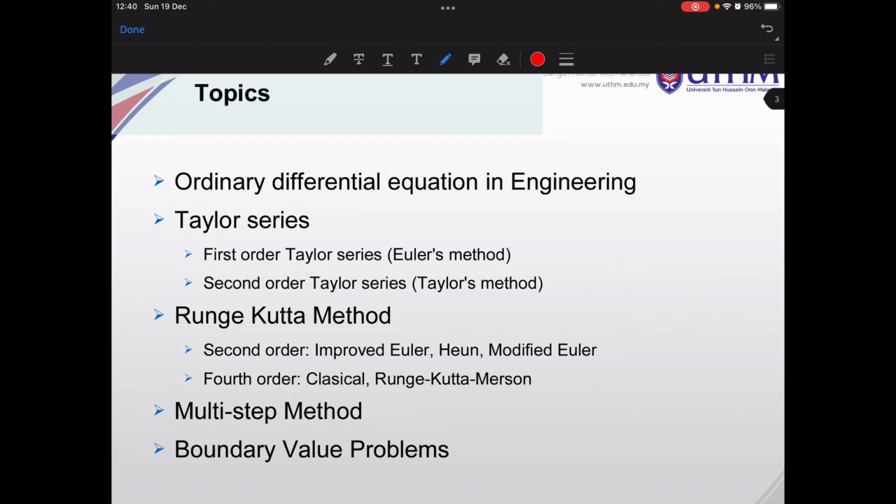So for this chapter, we're going to look at ODE in engineering and some methods to solve ODE problems, such as the Taylor series. You can solve using Euler's method or Taylor's method. And then in the next session, we're going to look at Runge-Kutta, whereby it is actually to solve second order problems by using improved Euler, Heun and modified Euler. And to solve fourth order problems, we can use the classical Runge-Kutta method.